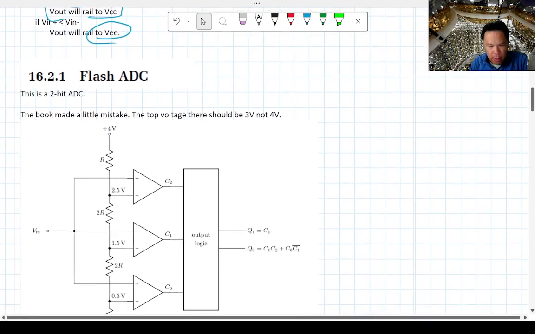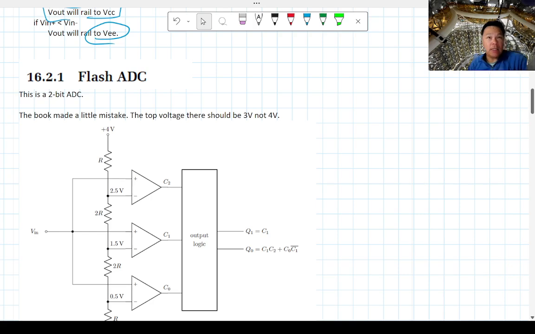So the book has an example of a flash ADC, which is what you would think would make sense to begin with. It's actually the simplest type of ADC, but usually we don't use it. The book actually made a little mistake. This is actually supposed to be 3 volts. Let's cross that out.